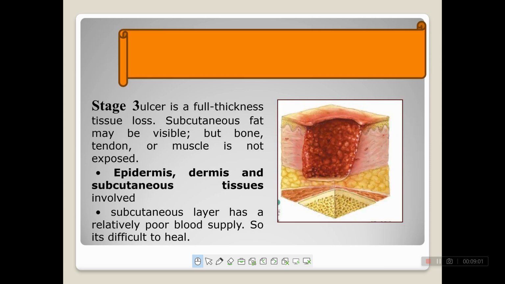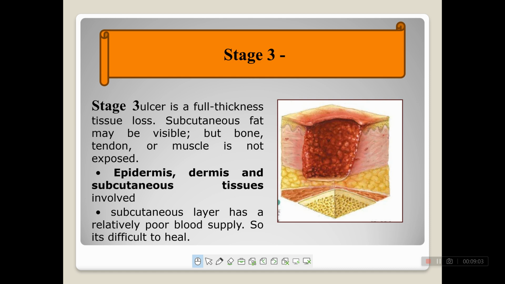Then we have stage 3. In stage 3, the ulcer is a full thickness tissue loss, and the subcutaneous fat may be visible but bone, tendon or muscle is not exposed in stage 3. It involves the epidermis layer, the dermis layer and the subcutaneous tissue in this loss. And the subcutaneous layer has a very poor blood supply, so it is very difficult to heal.